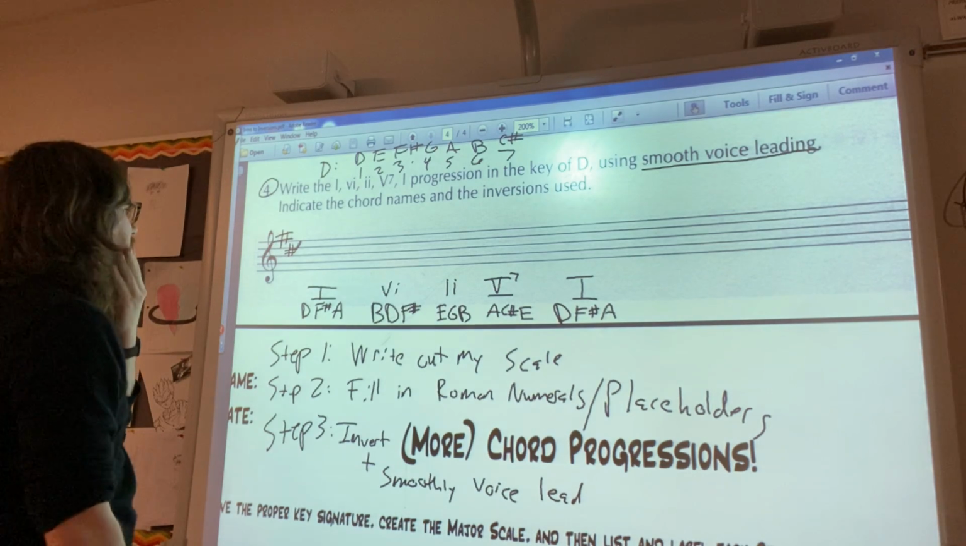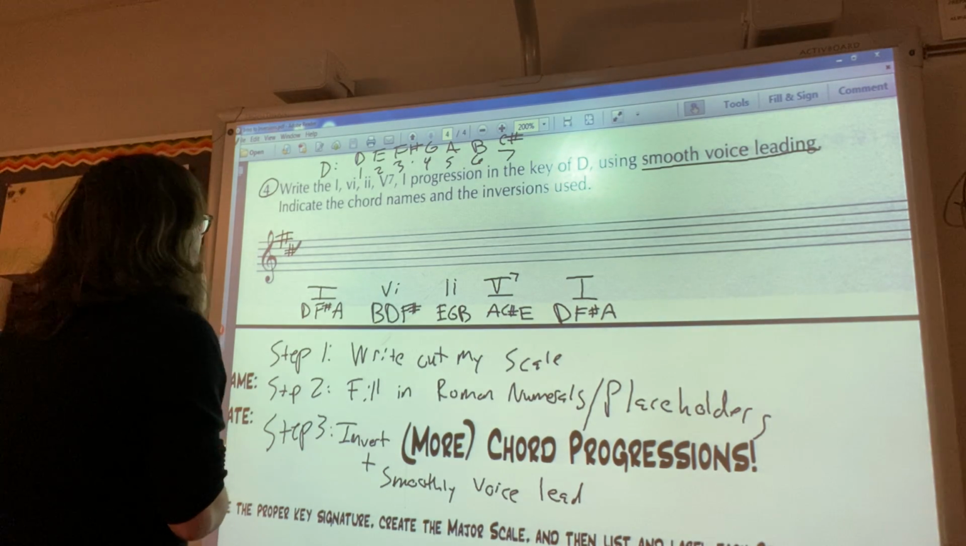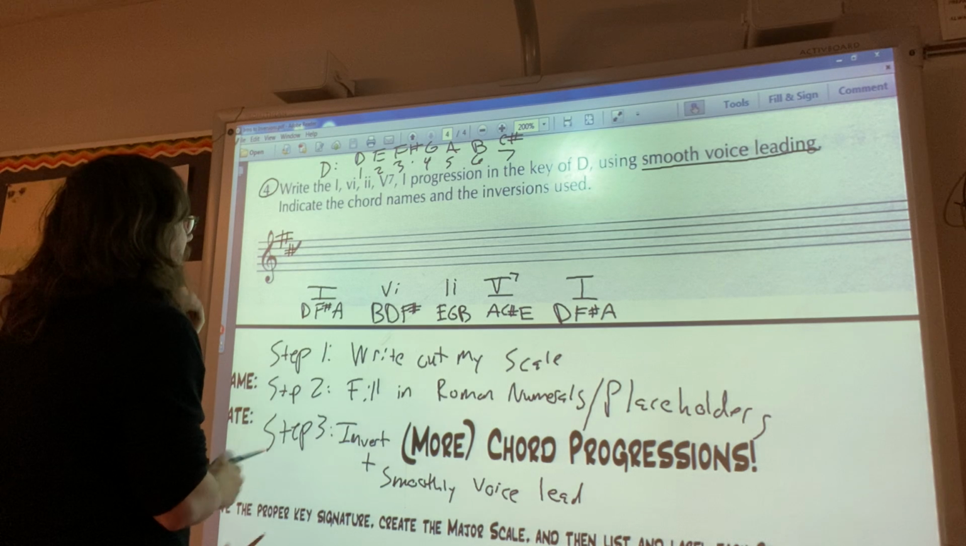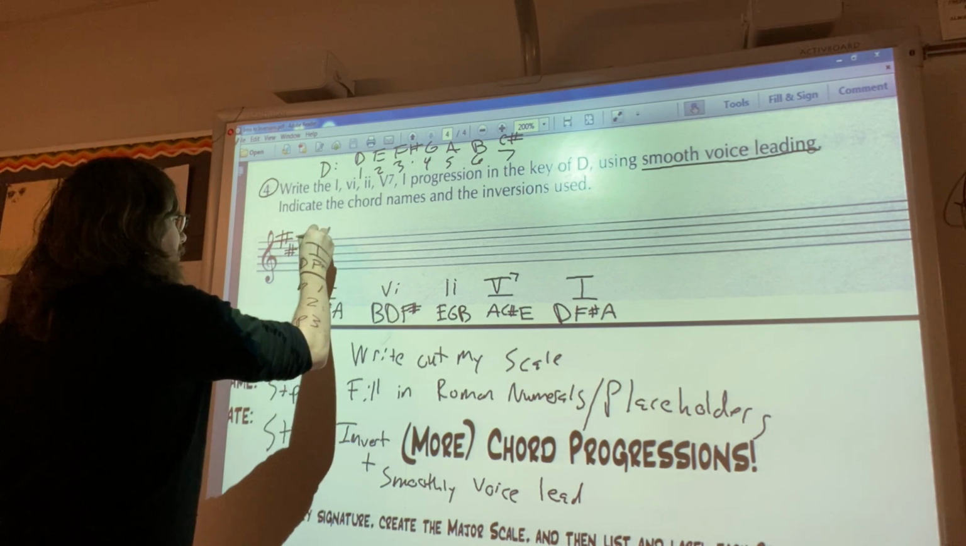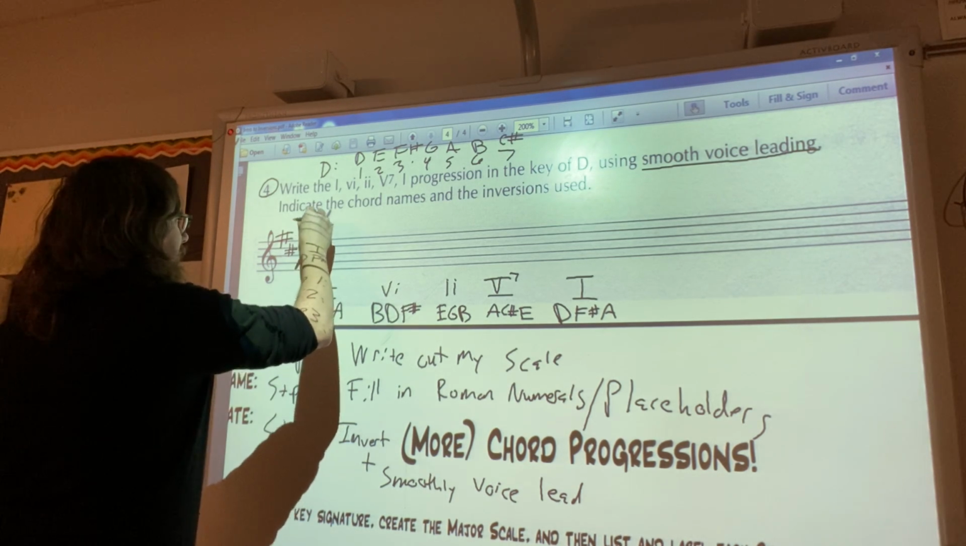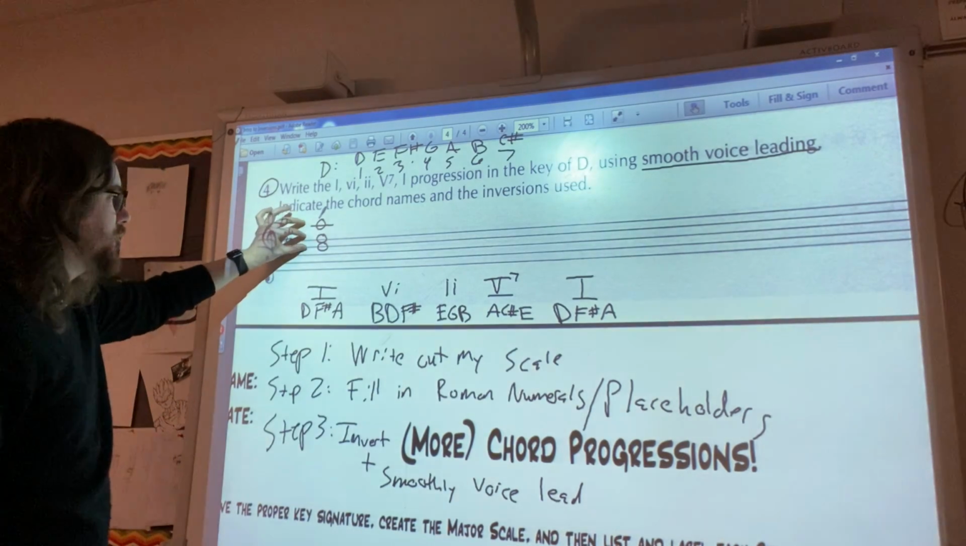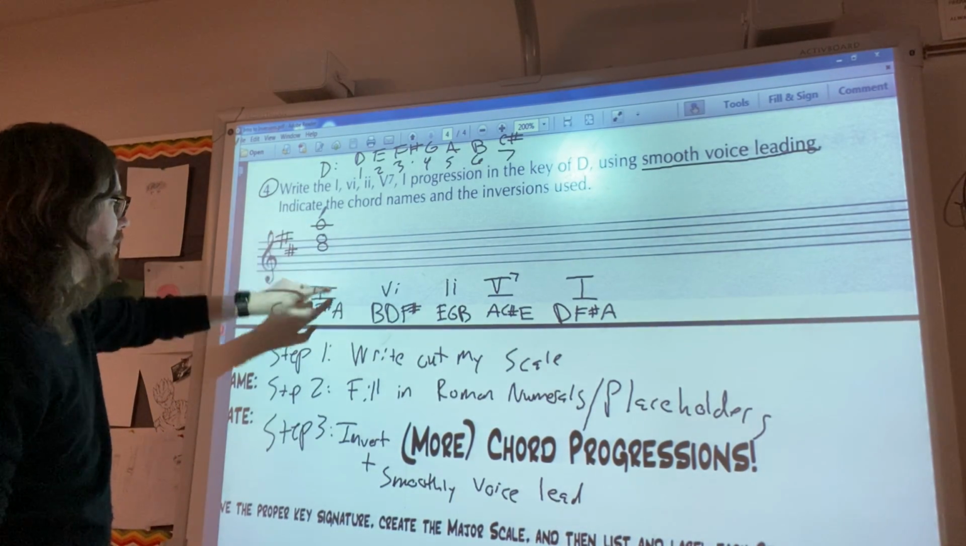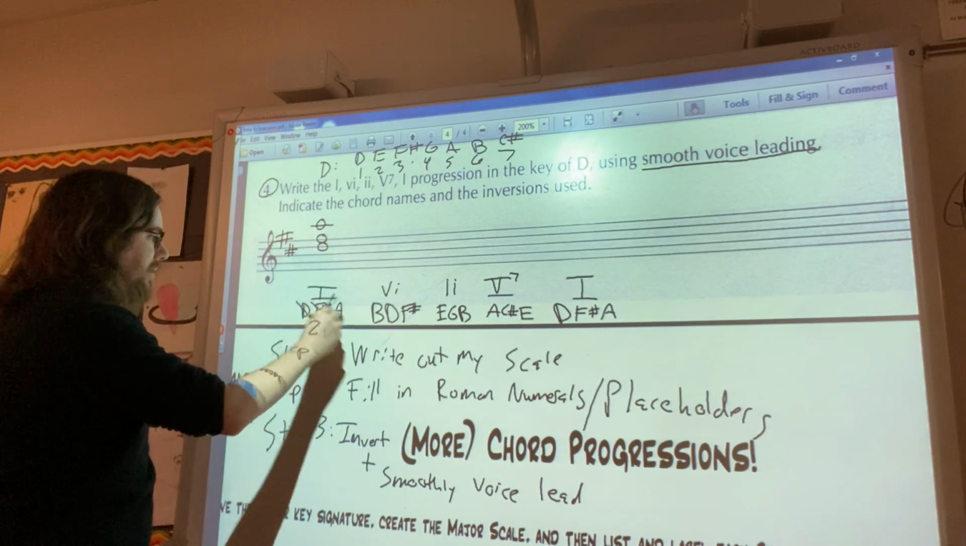I'm going to keep this really simple, so I'm going to do D, F sharp, and A, okay? Now, this is a root position triad, as in line, line, line. So I don't need to change this Roman numeral at all, okay?